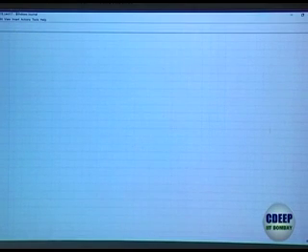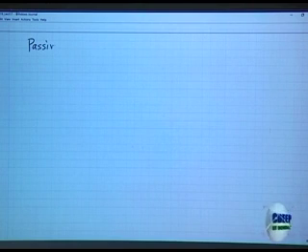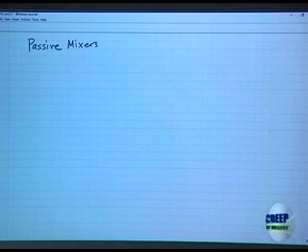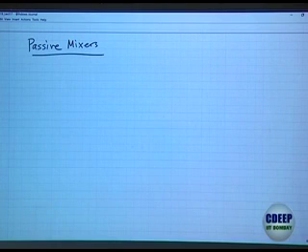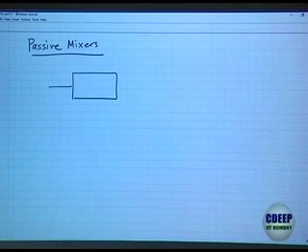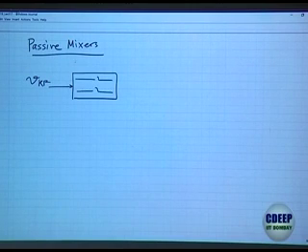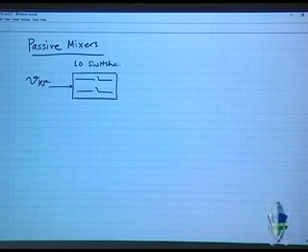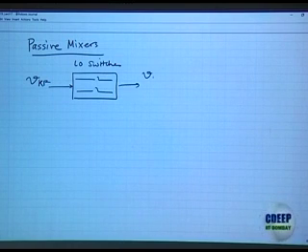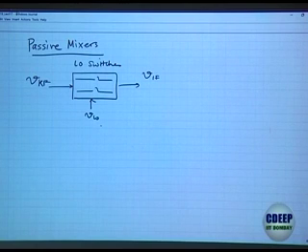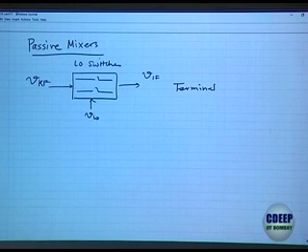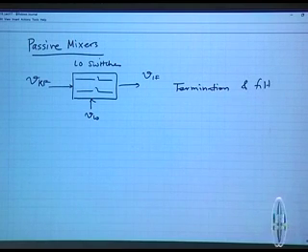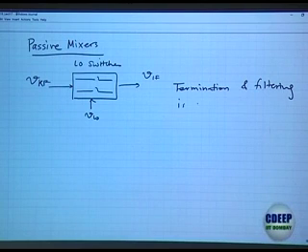So when you look at passive mixers, all you are doing is the following. You have voltage applied here, VRF, and all you are doing is you are switching the voltage using switches to the output to create VIF. So termination and filtering is provided at the output.